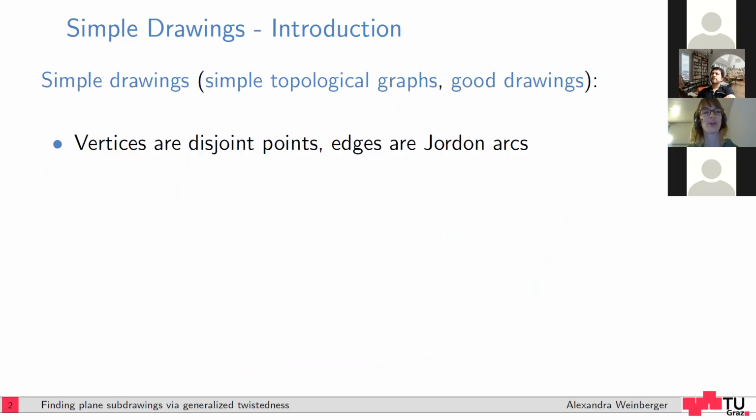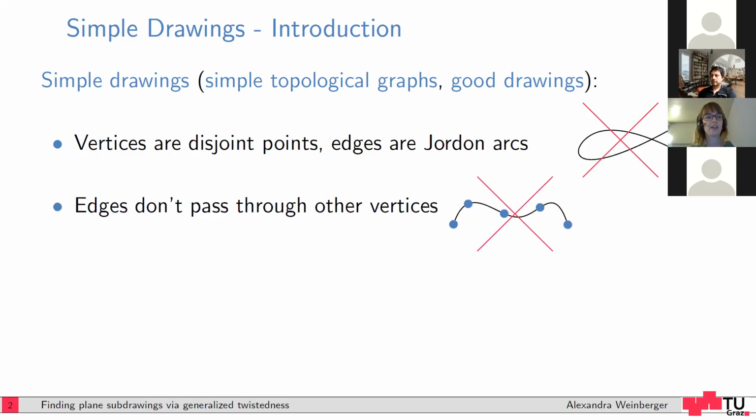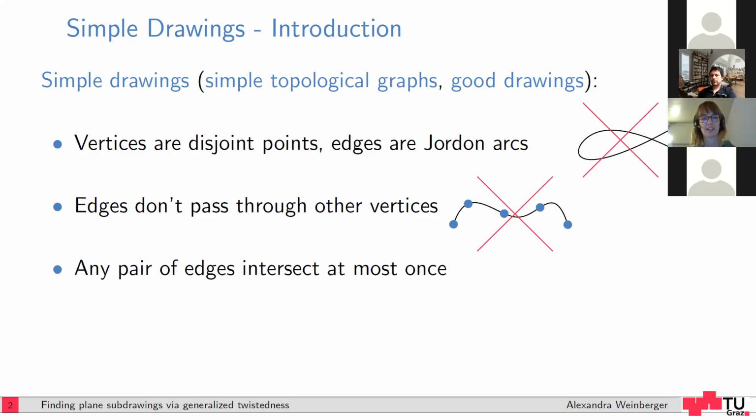So let's talk about reasonable definitions of drawings. We will work with simple drawings that are also known as simple topological graphs or good drawings. These are drawings of graphs on the sphere or in the Euclidean plane, where vertices are drawn as disjoint points and edges are continuous arcs connecting the end vertices. Edges are not self-crossing. Also, edges don't pass through other vertices, different from the solution I showed you before. And finally, in simple drawings, any pair of edges may intersect at most once.